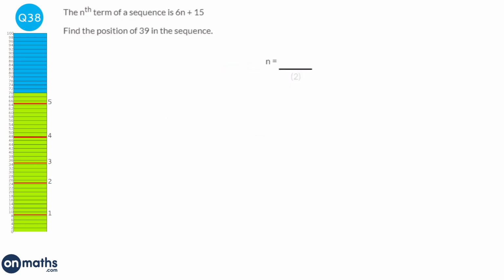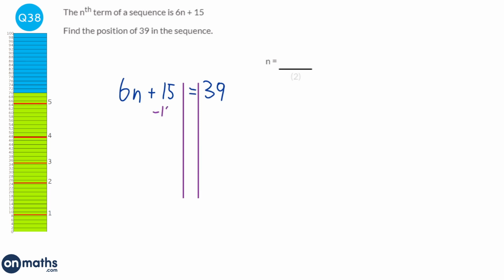So when we're asked to find the position, we're basically finding out what n is. And we're told that the sequence has a 39 in it, and we're finding the position of 39. So we're going to equal the nth term to the 39 and solve it. So we're going to put in our solving lines.